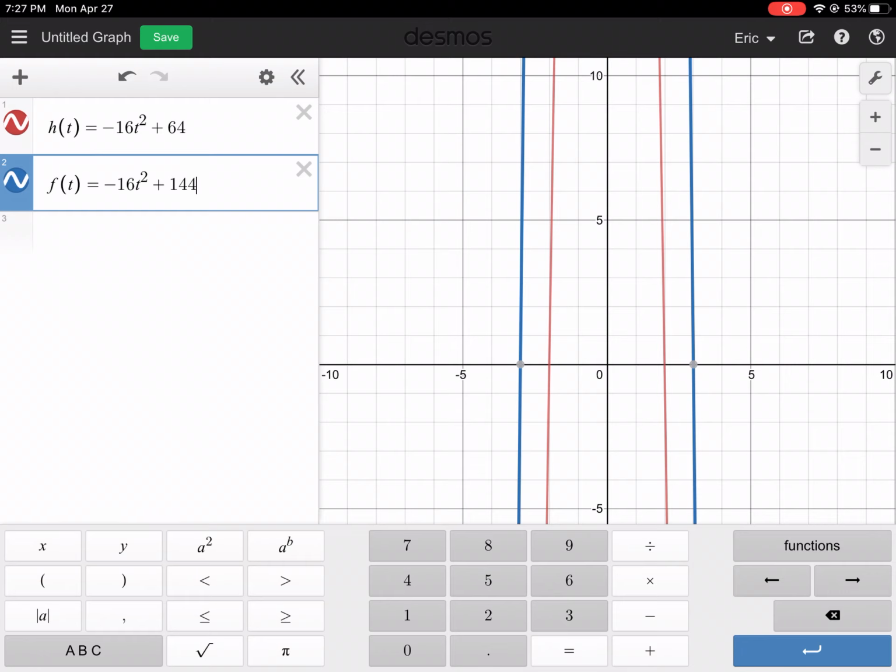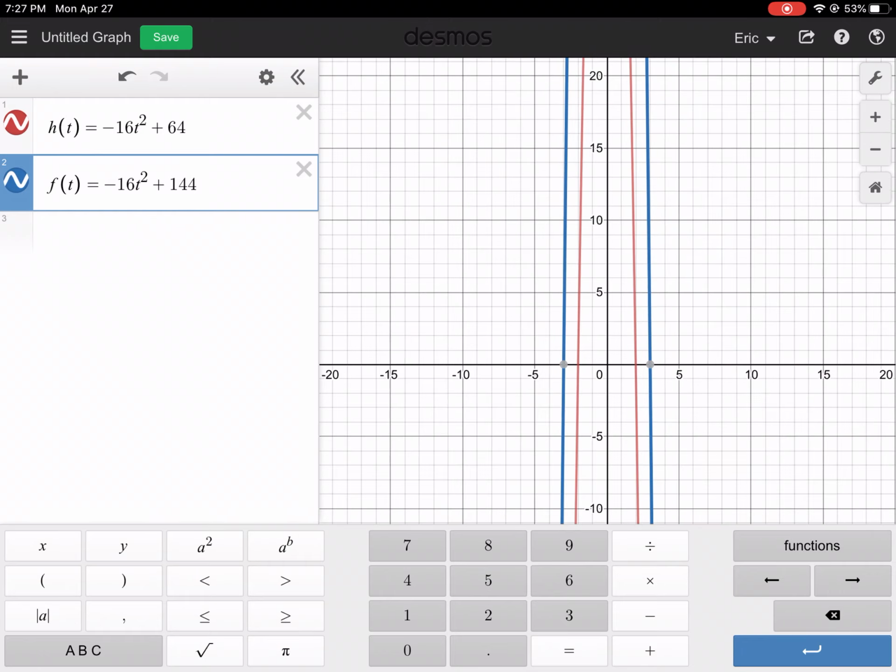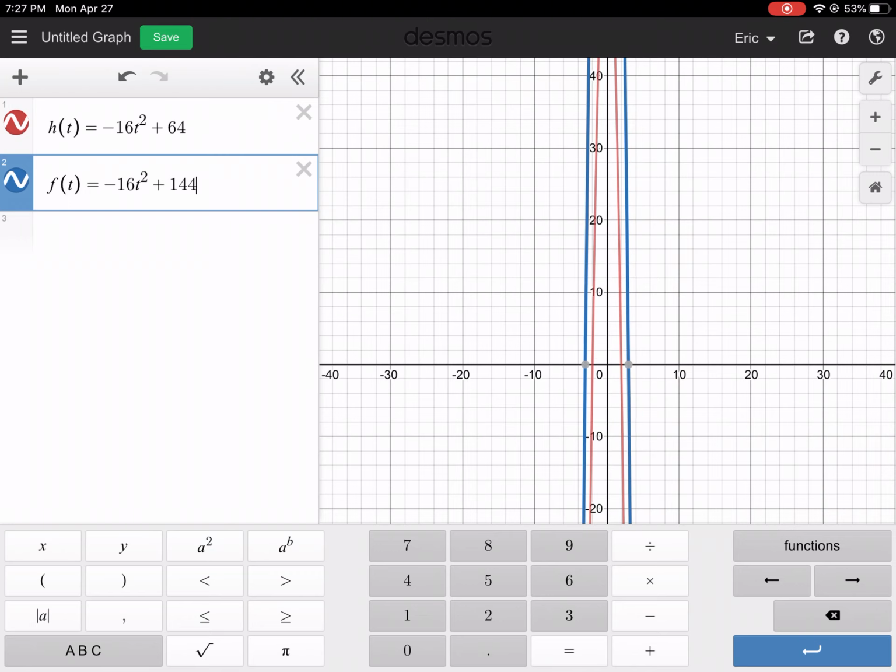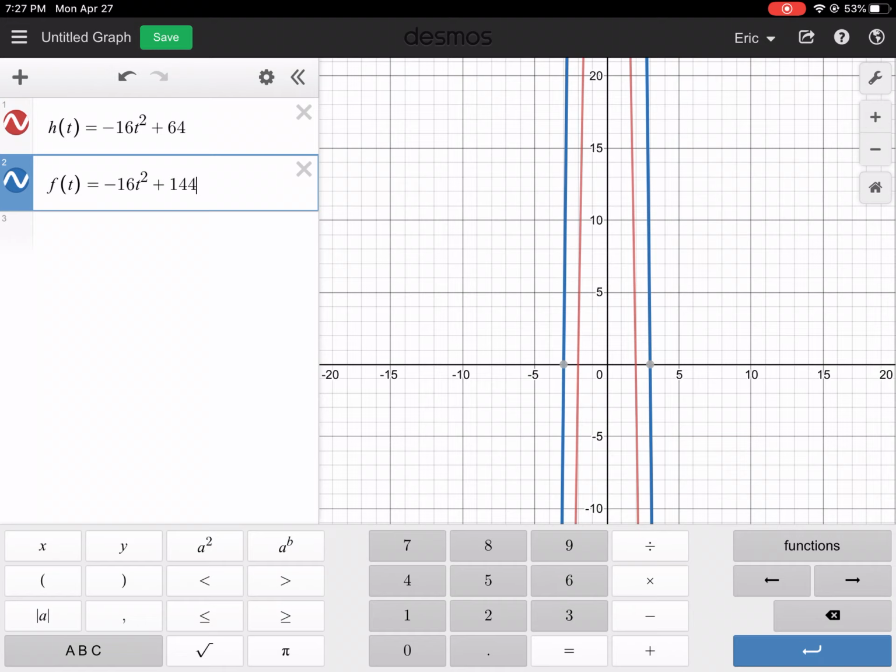So I've already plotted these in Desmos, and I don't really want to zoom out too much, but I put in h of t equals negative 16t squared plus 64 in the upper left, and that's the red one. The blue one is negative 16t squared plus 144. So all you have to do is just look at where these cross the x-axis. So the red one crosses at 2 seconds, the blue one crosses at 3 seconds. And that's all you have to find there.